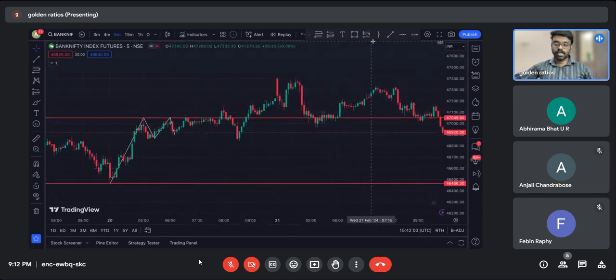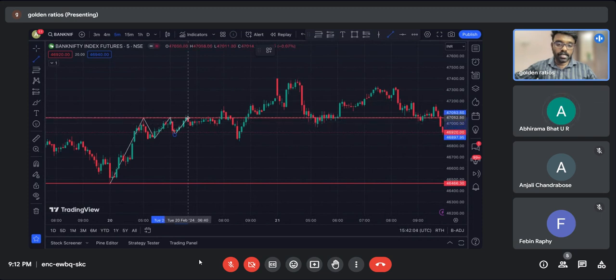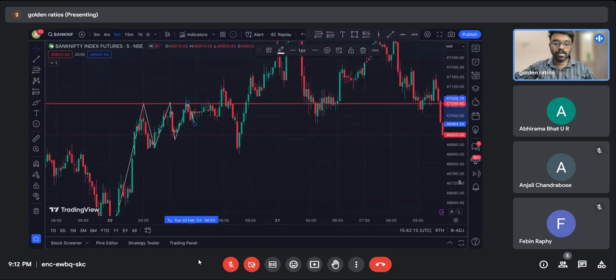So you can see even here also, the market again tried to move up. And at that particular point, what happened? The market again got rejected. See, it's visible, right? Everyone, is it visible?